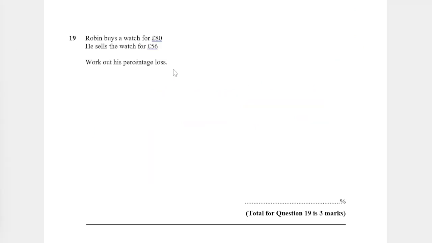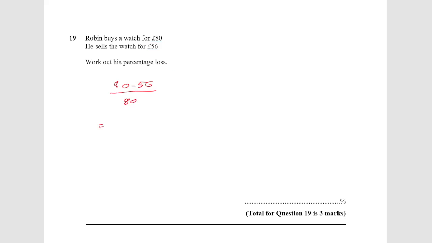Okay, question 19. Robin buys a watch for £80. He sells the watch for £56. Work out the percentage loss. So we need to do the percentage change, which is 80 minus 56. So I'll just change that to red as well. Divided by the original amount, so divided by 80.